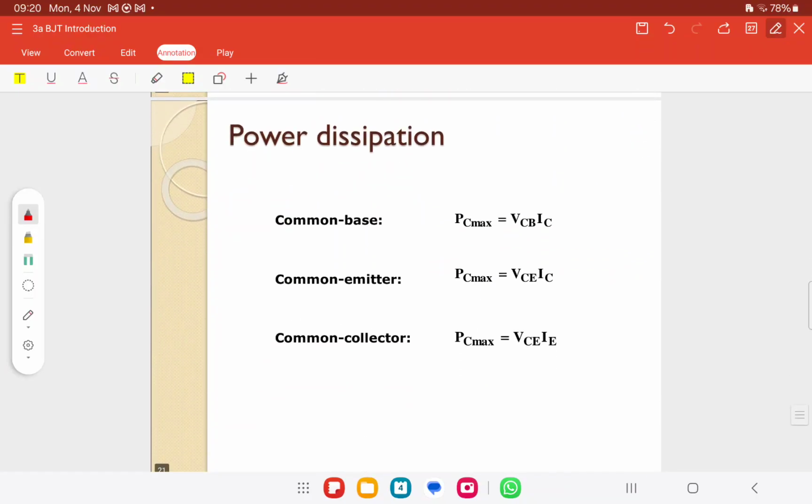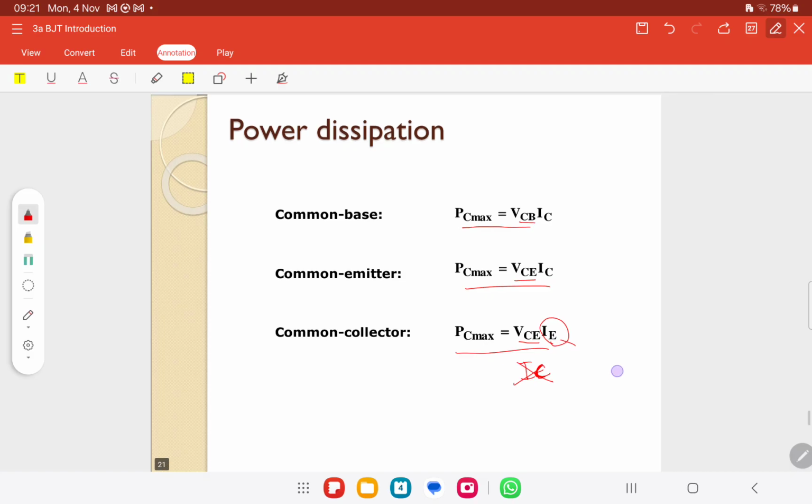Alright, so this is the power dissipations. Dekat dalam all of the terminal, dia ada power yang akan dissipate. So this one is respect to the voltage yang kita measure. So this one for common base, kita ambil VCB. Okay. For common emitter, kita ambil VCE. For common collector, kita ambil VCE. Why for this common collector, kita ambil IE? Okay, because all the IC common kan? So kita tak nak ambil on the common one. Okay, kita ambil on the common emitter. IE. Okay.